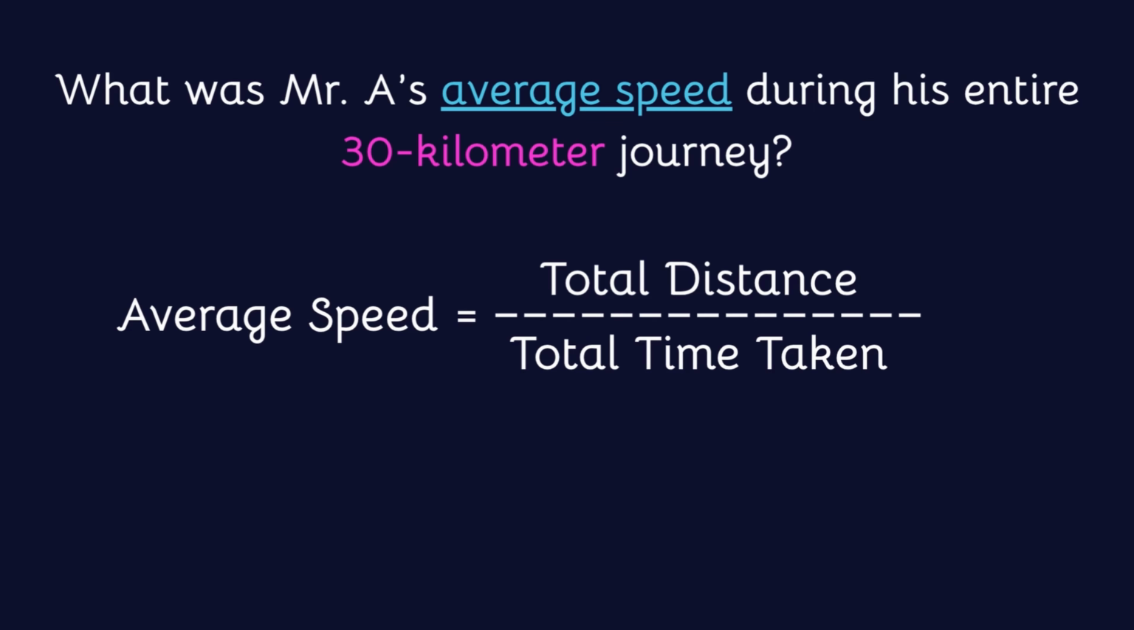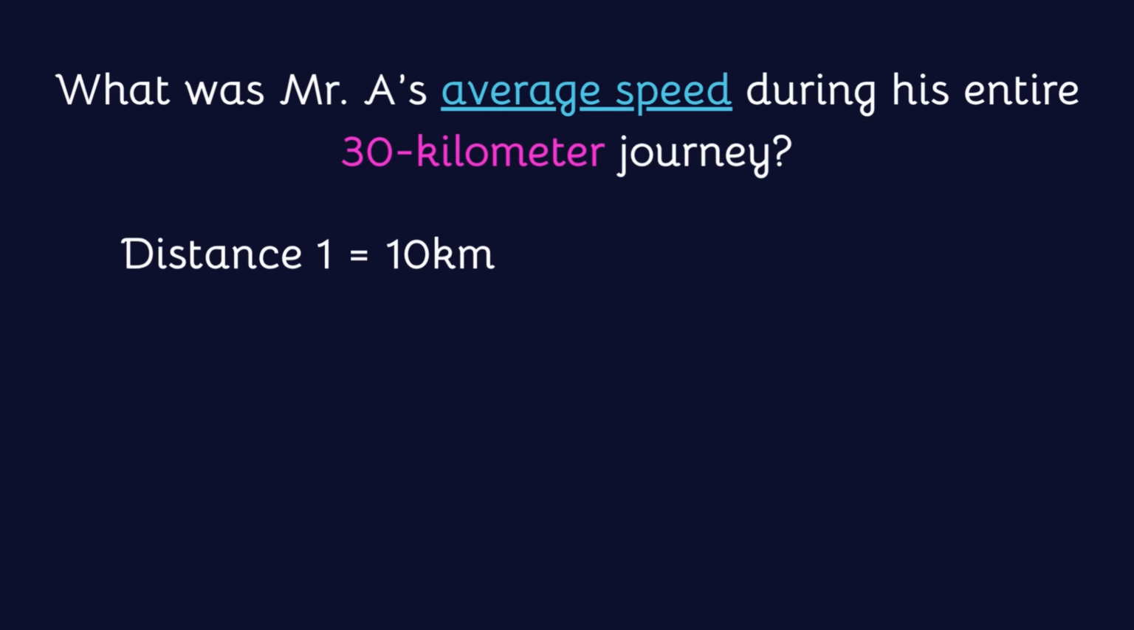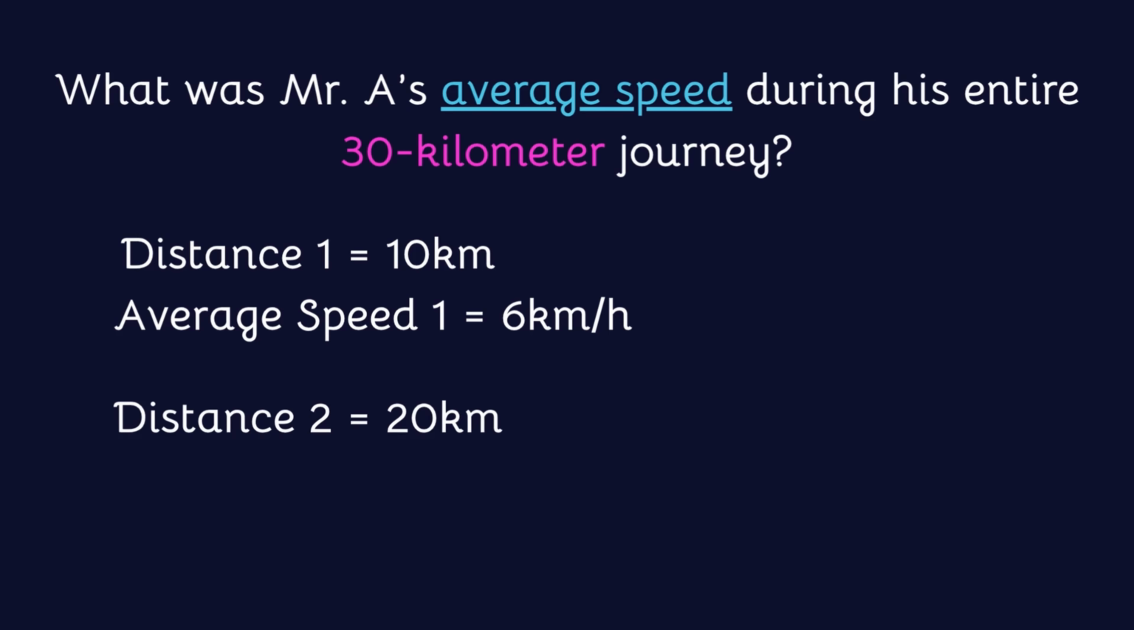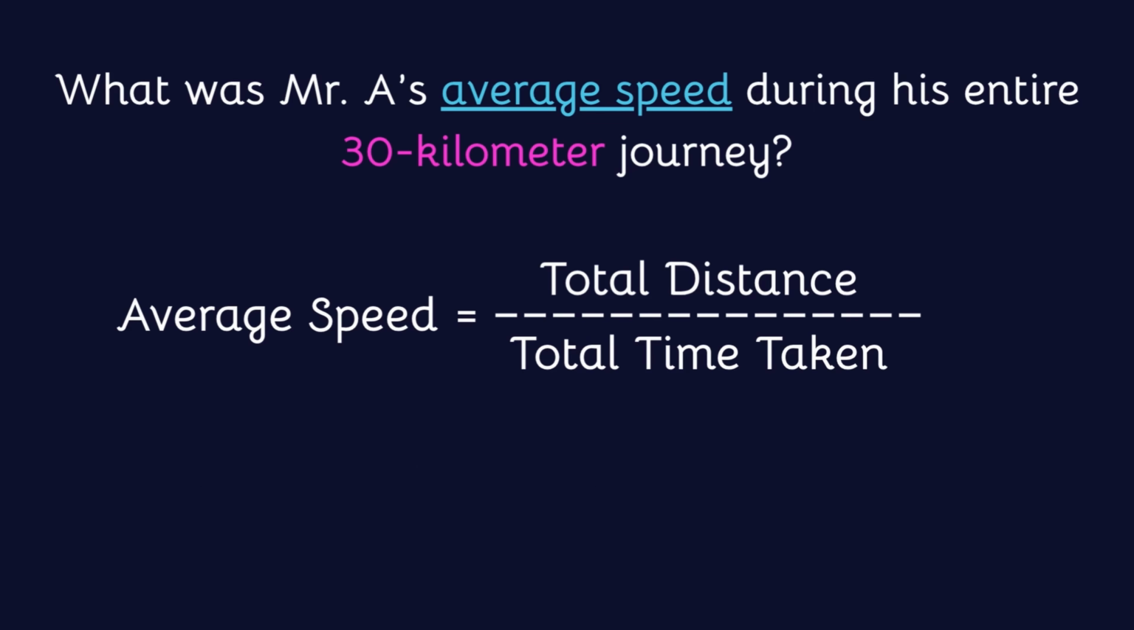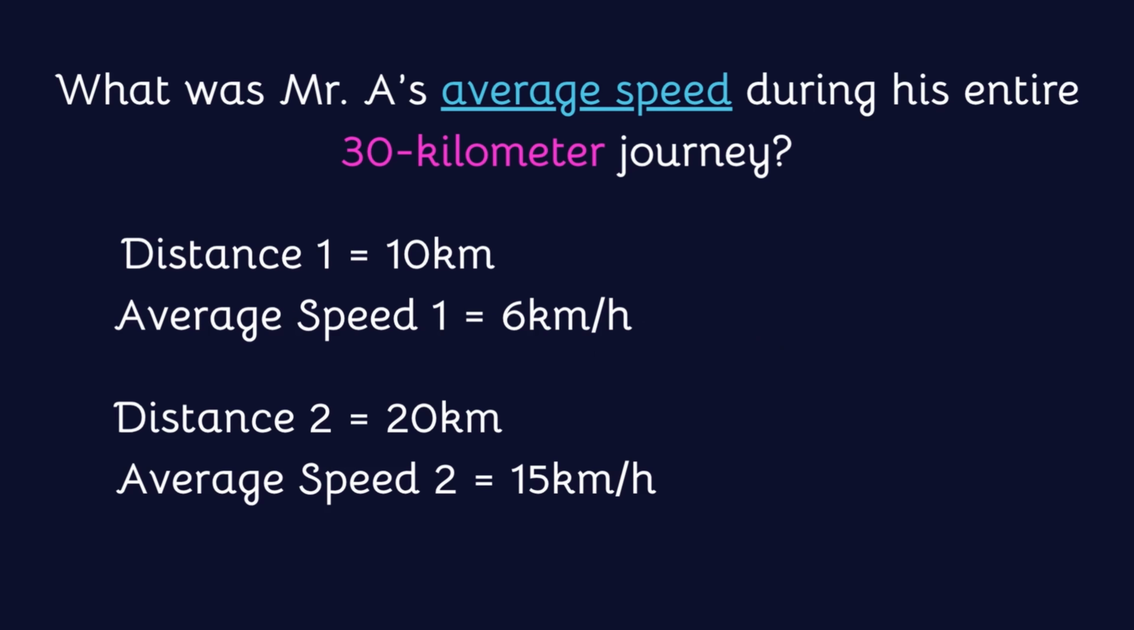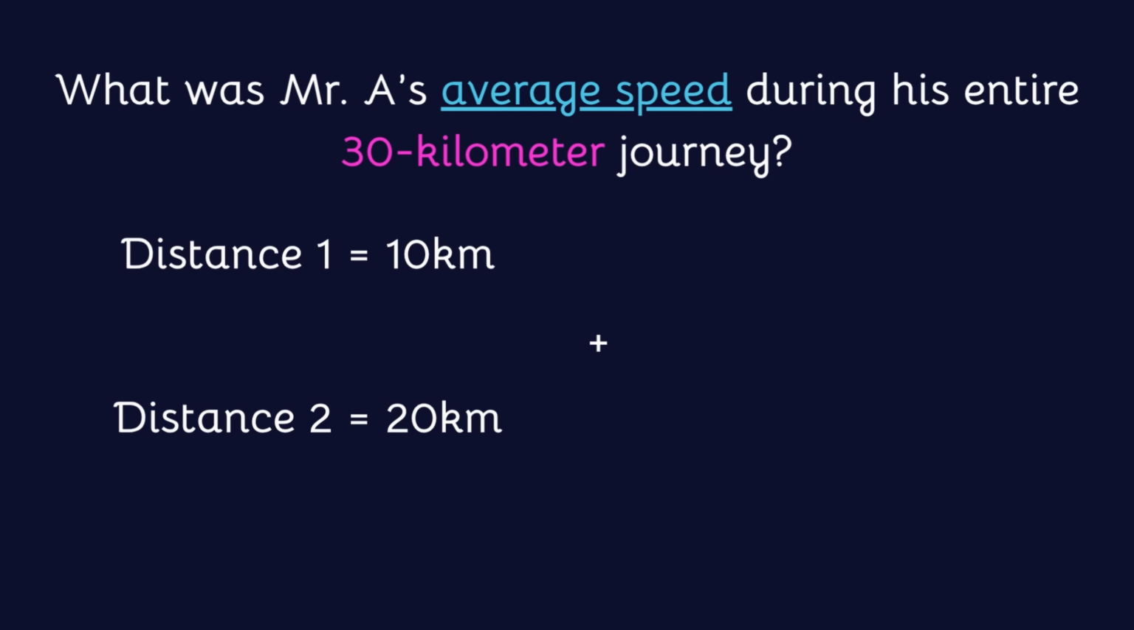From what we know, Mr. A traveled a distance of 10 km with an average speed of 6 km per hour. He also traveled a distance of 20 km with an average speed of 15 km per hour. If we look at the formula, it is asking us for the total distance. Now all we need to do is add distance 1 and distance 2. We get a total distance of 30 km. So Mr. A covered a total distance of 30 km.